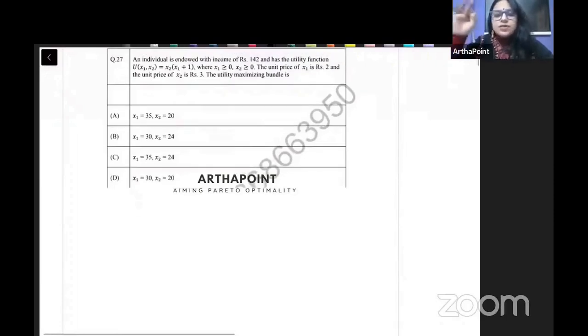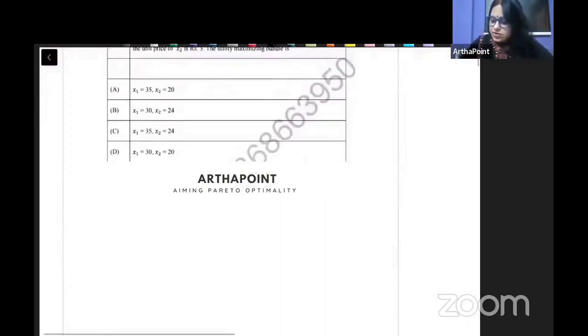बच्चे, let's start with the first question. देखो ध्यान से, question number 1 क्या कह रहा है? It says an individual is endowed with income of 142 rupees and it goes ahead and says that you are given a utility function of the form x2 into x1 plus 1.